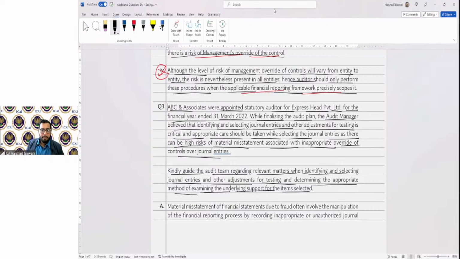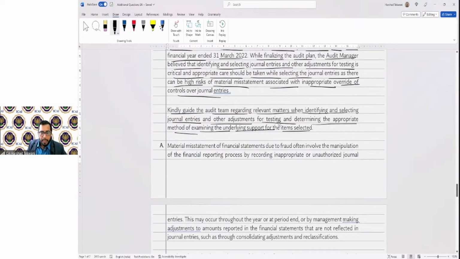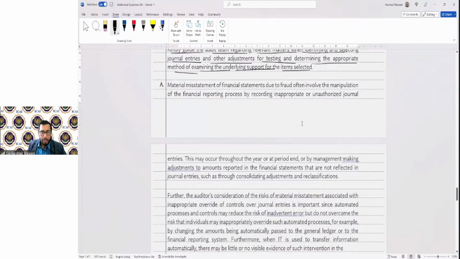Okay, let me provide the answer. When you are looking at journal entries, there is a risk involved. There is a risk of material misstatement due to financial fraud, through manipulation of the financial reporting process or by recording inappropriate journal entries. So there can be a high risk in this particular area, or any unauthorized journal entries might be posted.